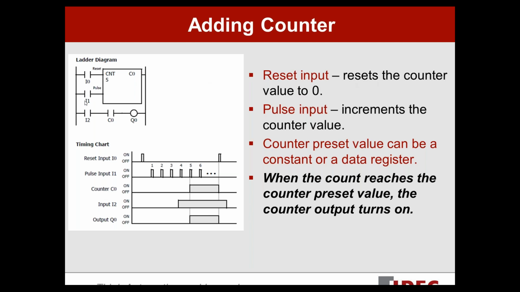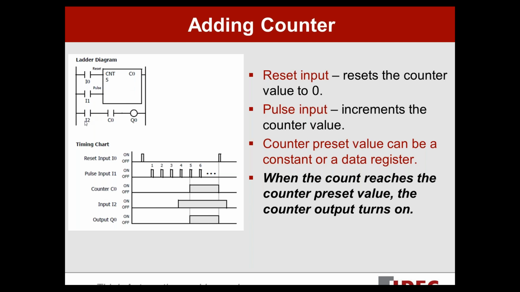You've got a pulse input here, input 1. That increments your counter value. So whenever we see I1 turn on, the counter will increment by 1. Again, the counter preset value can be a constant or a data register, either way. And the way the adding counter works is that whenever the count reaches the counter preset value, and in this example, it's showing a preset of 5 here. So whenever this count reaches 5, the output of the counter will turn on.